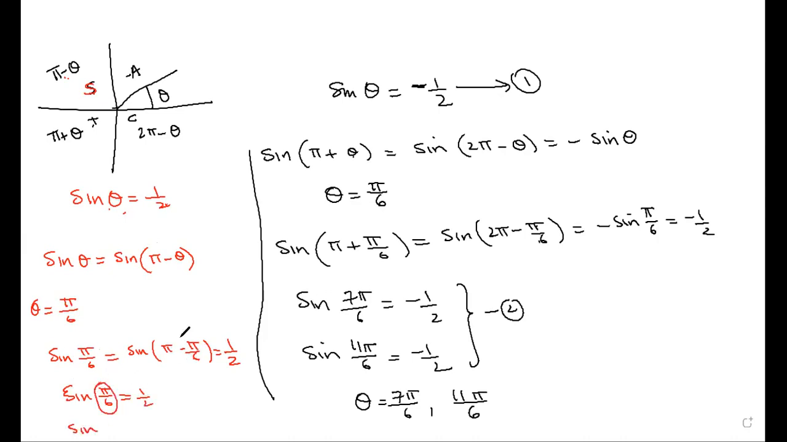Now take the LCM here. 5 pi by 6 also will give you half. So this will be the other value of theta. So theta is either pi by 6 or 5 pi by 6. Is this clear to everybody? Any doubt, anybody? Okay, all of you try it yourself.